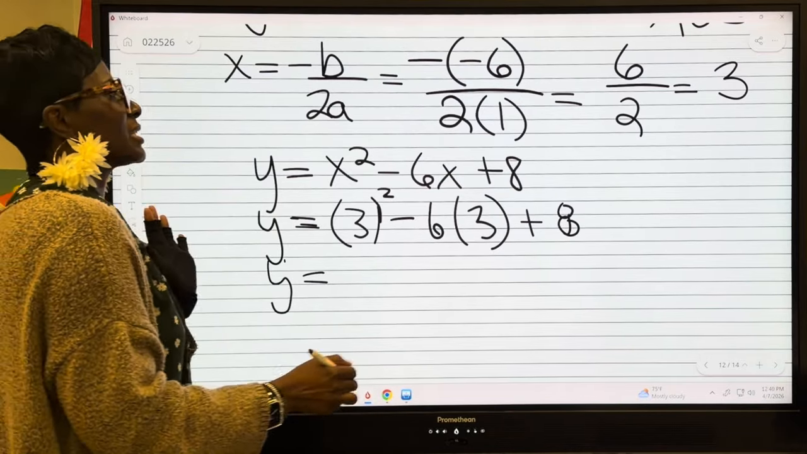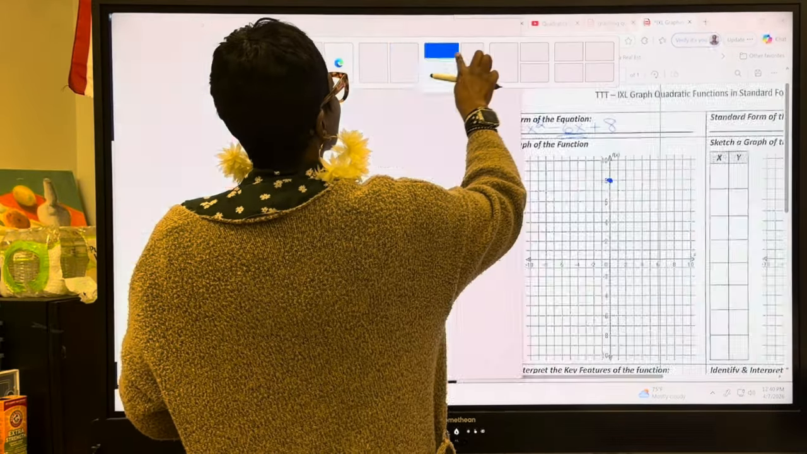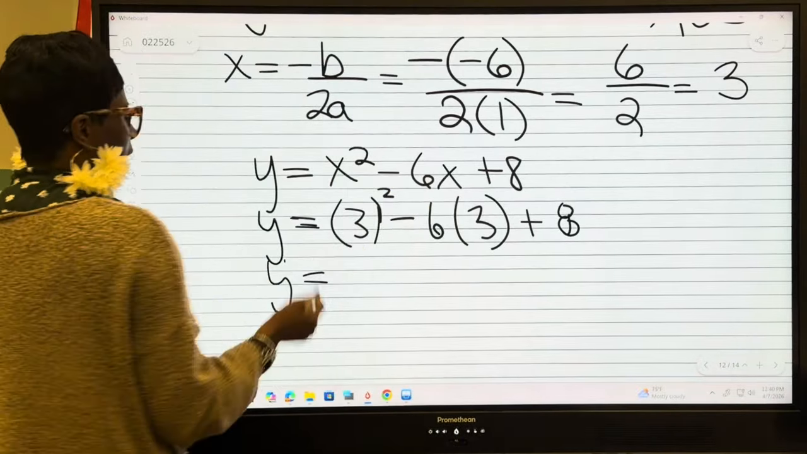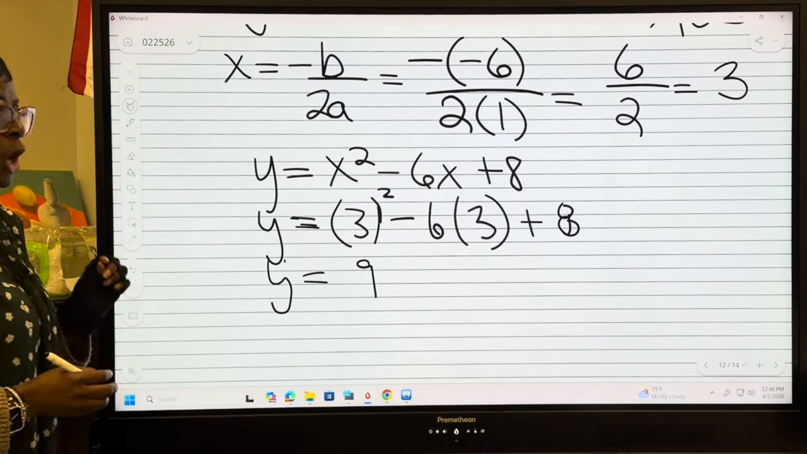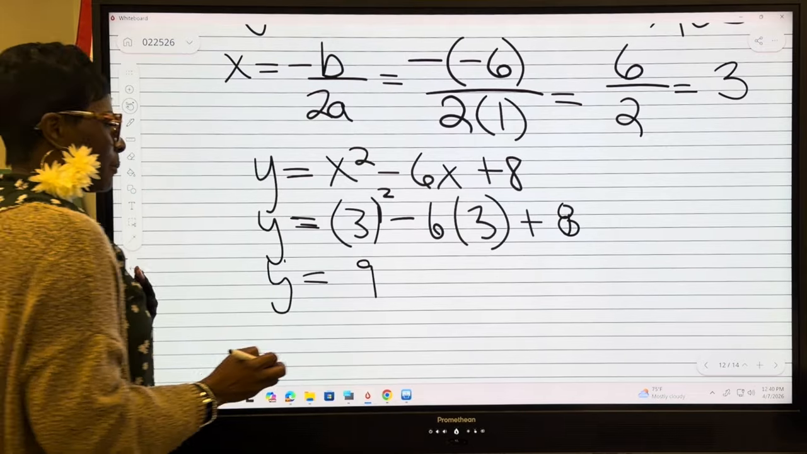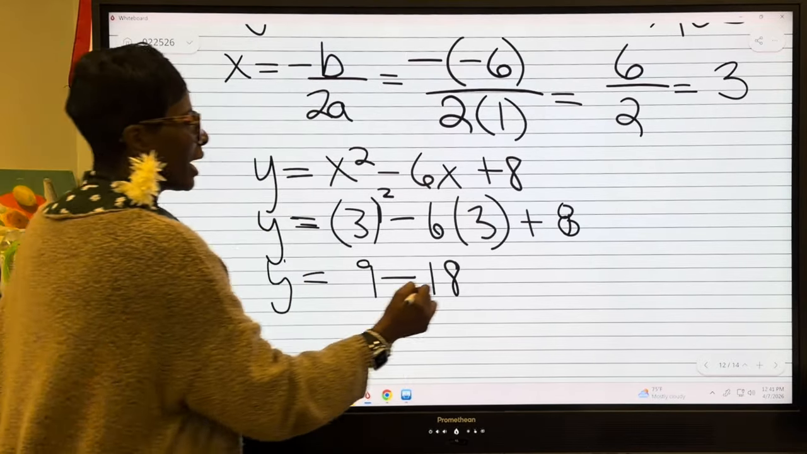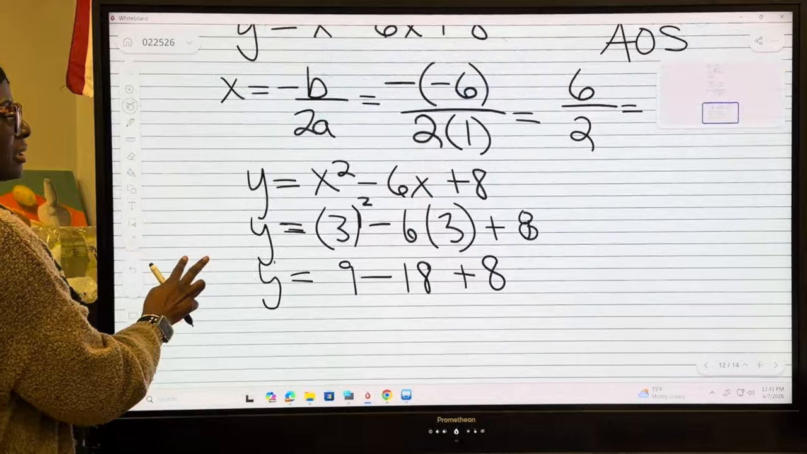Now, grab your calculators. What are we putting inside of the handy dandy calculator? I'm just going to leave it big. Y'all can do it for me. What's 3 squared? 9. So we got 9. Am I dropping this minus automatically? No. What am I putting in my calculator? Negative 6 times 3. What do I get? Negative 18. And then I'm bringing it down. Plus 8. Everybody good? Yes. All right.